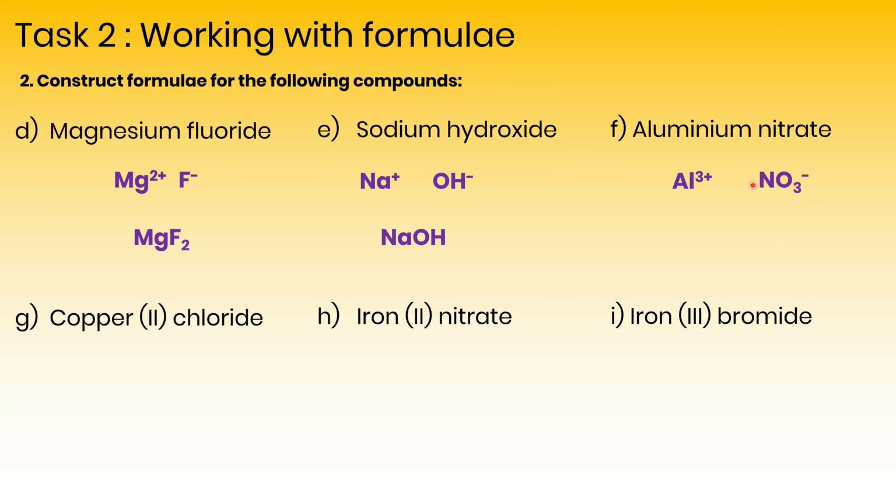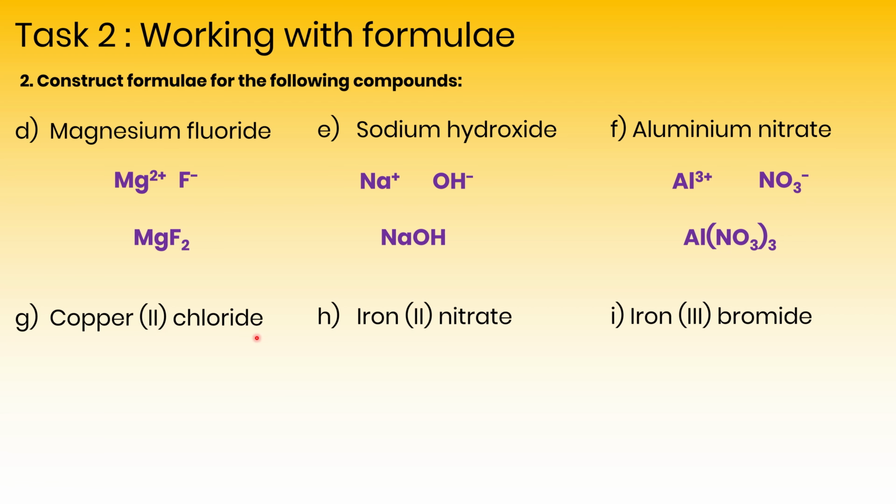Here I've got 3 pluses and only 1 minus, so I need 3 minuses overall, so I need to multiply this nitrate group by 3. So I'll put it in brackets, multiplying it by 3. Al(NO3)3. That's 1 aluminium for every 3 nitrates.